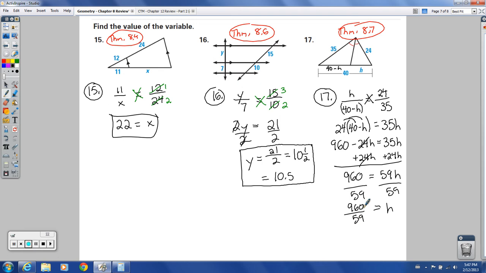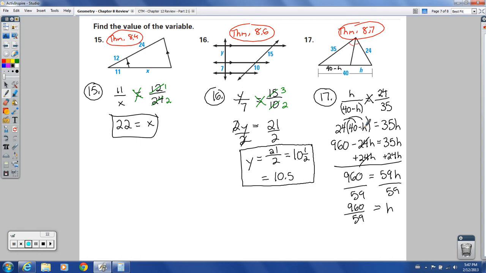Is it possible to reduce 960 and 59? So does 3 go into 59? No, because the sum of the digits is 14 and 3 doesn't go into 14. The more I think about this, 59 is a prime number, so it could only be reduced if 59 went into 960. If I try that in the calculator, 960 divided by 59, I end up getting a decimal number. So this one, that would be a legitimate answer.